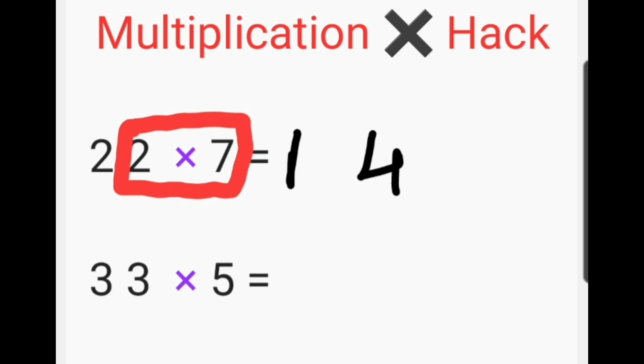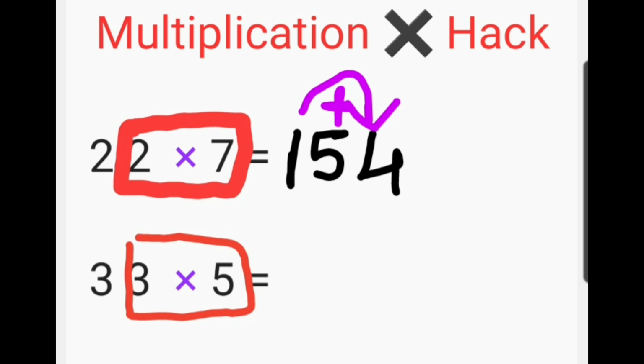Next what you will do is, now you will have to add these two numbers. Okay, after adding 1 plus 4 you will get 154. Okay. Same thing you will do with this one, the other one.